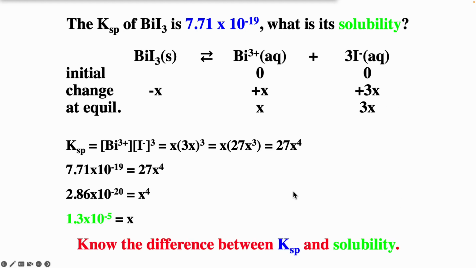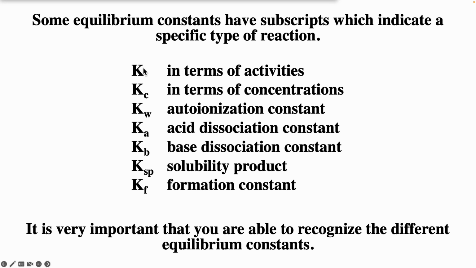Again, please make sure you understand the difference between solubility and solubility product constant. Solubility is the maximum amount of stuff that will dissolve. KSP is the equilibrium constant. And again, please make sure you know these different equilibriums. The subscript typically indicates a specific type of reaction, and so you should be able to recognize different reactions and different types of equilibrium. I hope that helps.